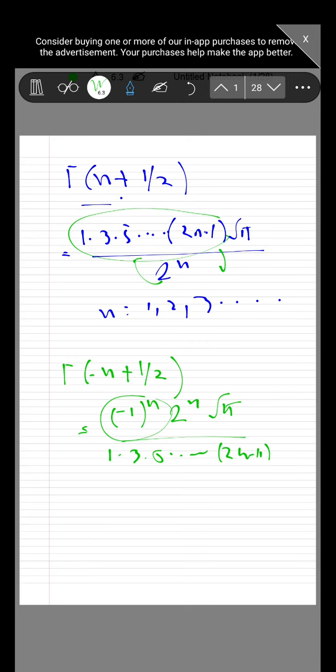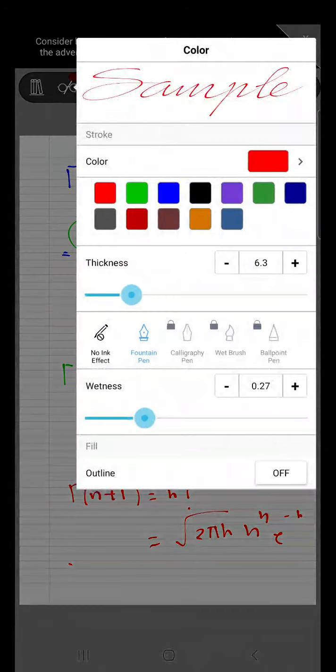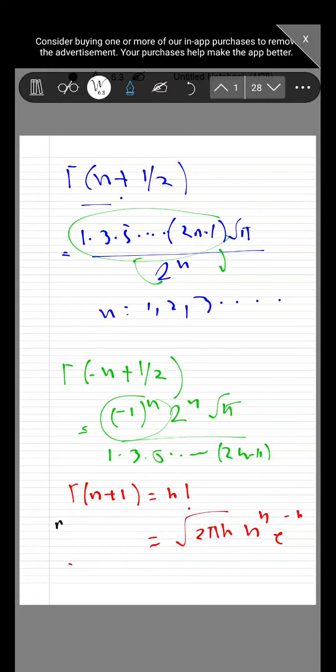And this formula that we previously discussed, that is gamma n plus 1 is equal to n factorial, and it is also approximately equal to root 2 pi n, n to the power n, e to the power minus n, as n tends to infinity, and this is known as Stirling's formula. So this is about the gamma function.